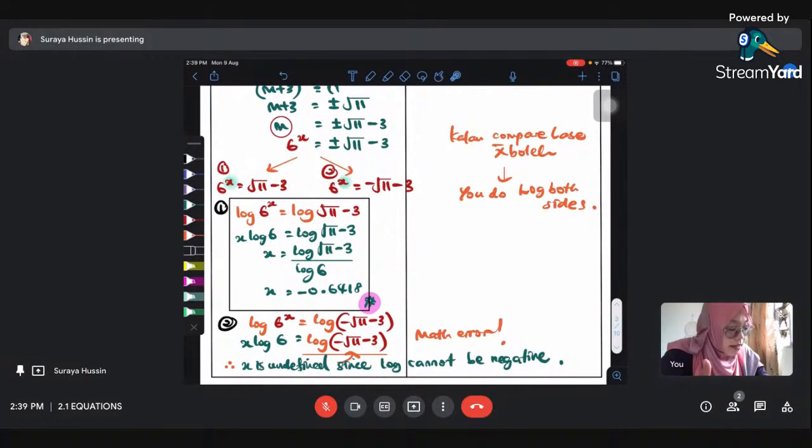Terus jawapannya di reject, and therefore tak ada jawapan pun, tetapi kamu kena bagi reason, memberi reason yang the X is undefined and tell it why, since the log cannot be negative. This is the correct way of getting the full marks, 8 marks or 7 marks in PSPM. Is it okay, everybody? Habis dah untuk indices. Boleh ke? So far so good.